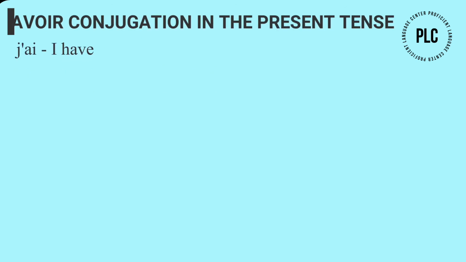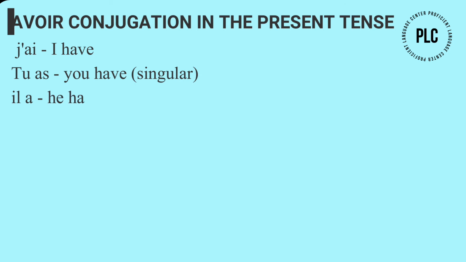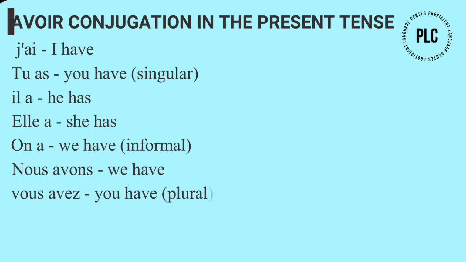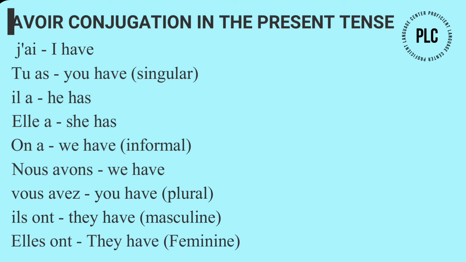J'ai, I have. Tu as, you have. Il a, he has. Elle a, she has. On a, we have. Nous avons, we have. Vous avez, you have. Ils ont, they have. Elles ont, they have. Feminine group. Now let's see the negative form of avoir.